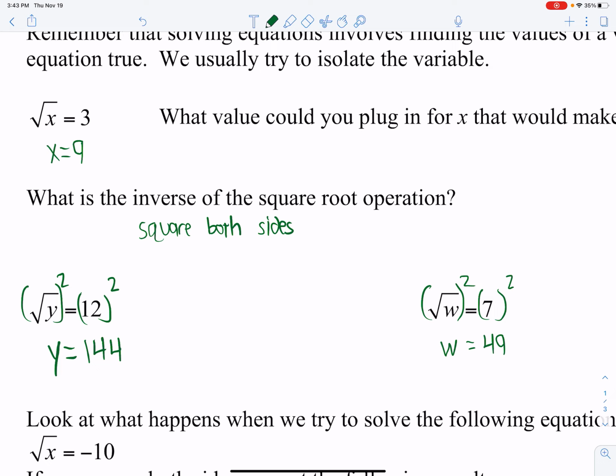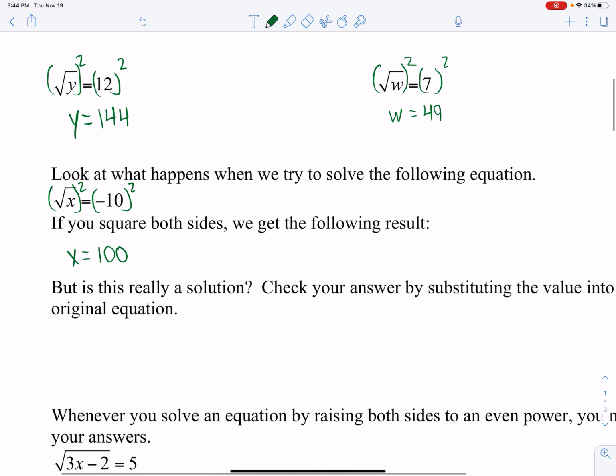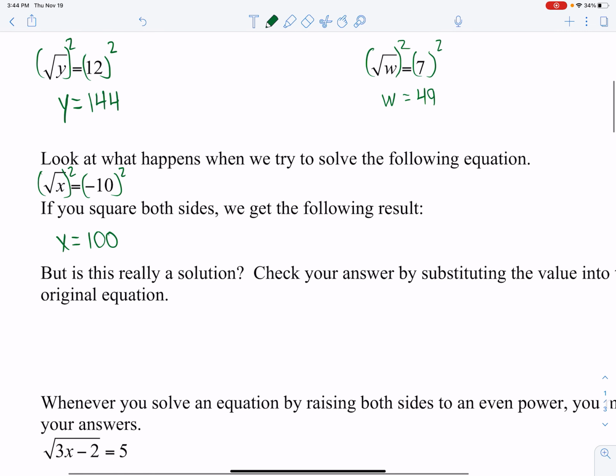Let's take a look, though, at what happens when we try to do that with our next equation, where we start with the square root of x equals negative 10. If we put parentheses around both sides and square both sides here, the square root of x times the square root of x is just x. On the right side, negative 10 times negative 10 is a positive 100. But we need to check that. That's actually not a solution to this equation.